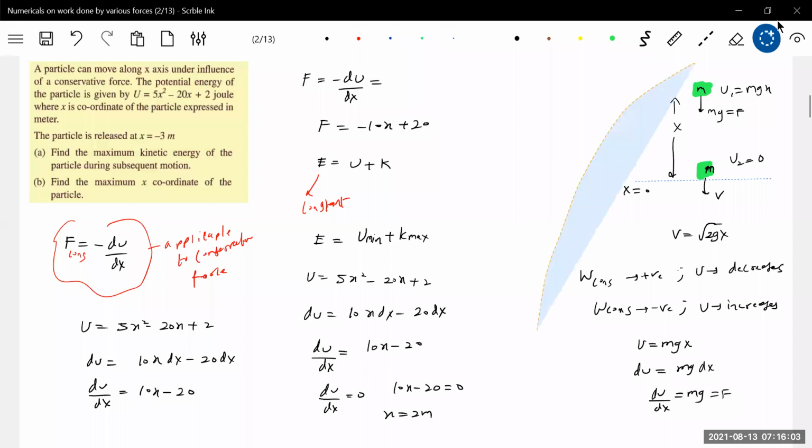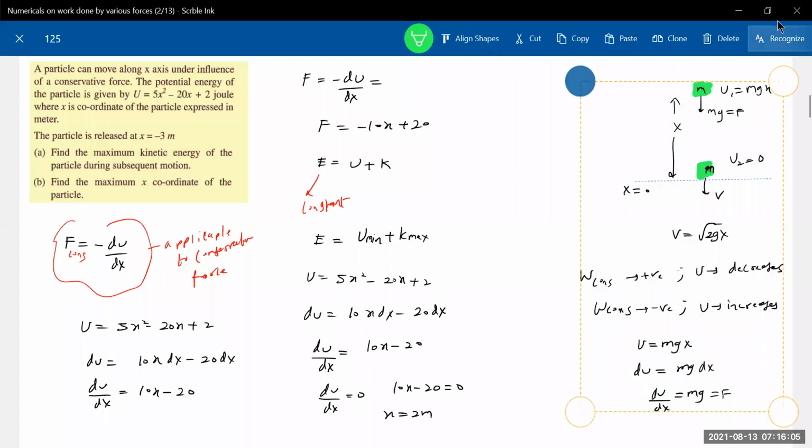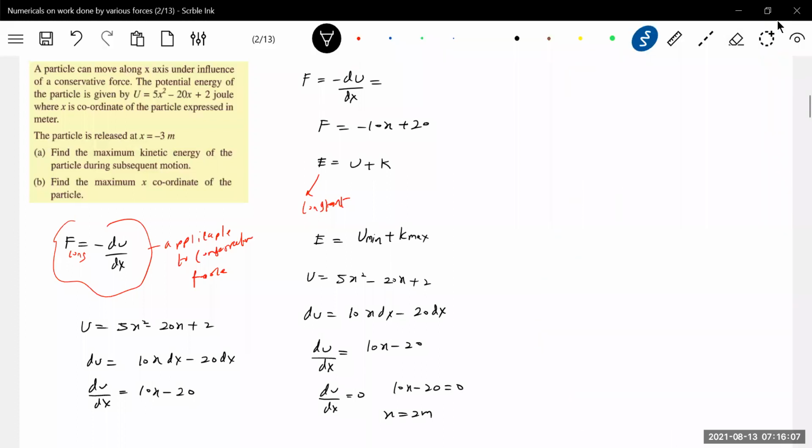So let me substitute that x equal to 2. The U minimum I'm going to obtain is 5 into 2 square minus 20 into 2 plus 2. That is 20 minus 40 plus 2, so minus 18 joule.